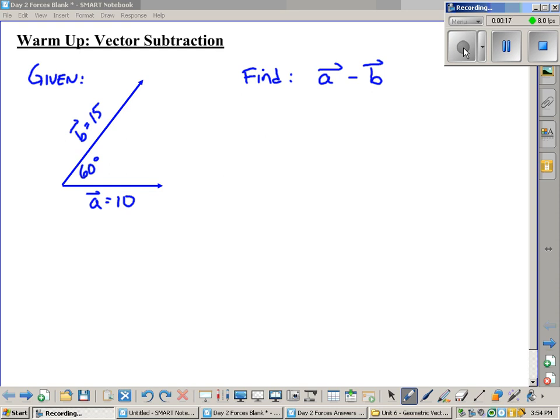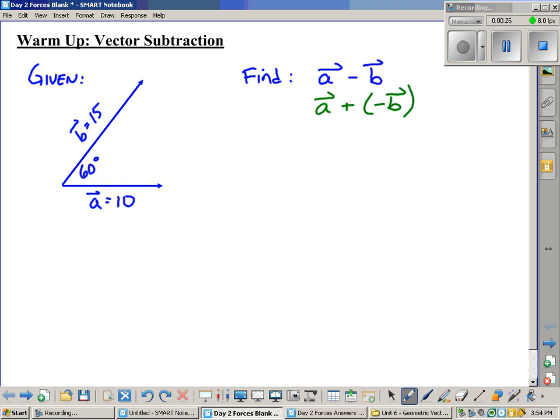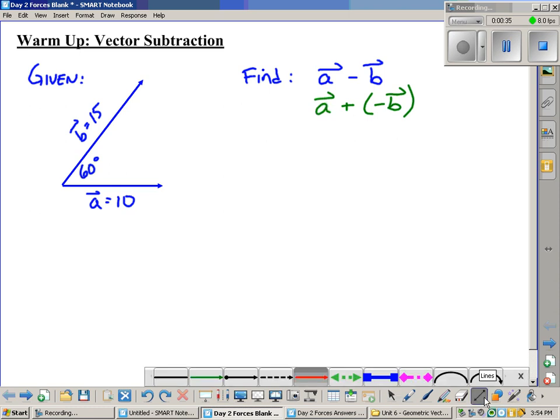But instead of doing subtraction, I'm going to cheat and say that this is the same as vector a plus negative b. We know that that means the same thing. But what that allows us to do is change vector subtraction into a vector addition problem. So let's do our new vector diagram.